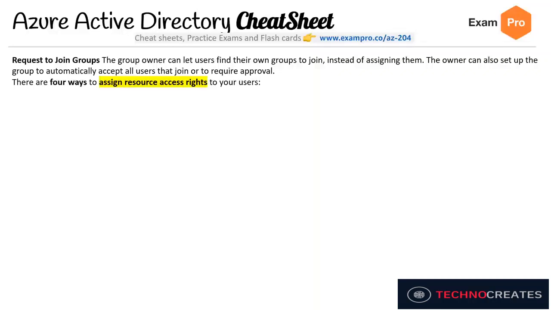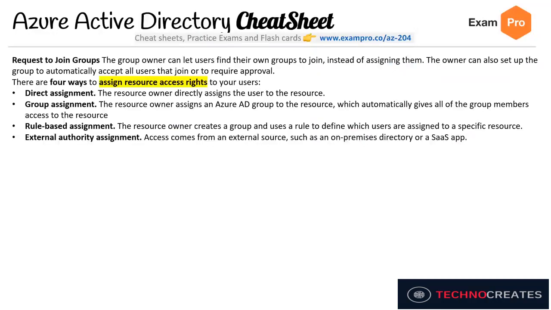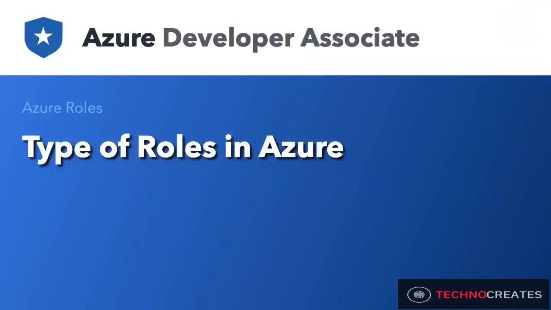There are 4 ways to assign resource access rights to your users: direct assignment, group assignment, rule-based assignment, and external authority assignment. Know all 4 of these, please. And so, yeah, there we go. We're at the end here, and that's all there is.